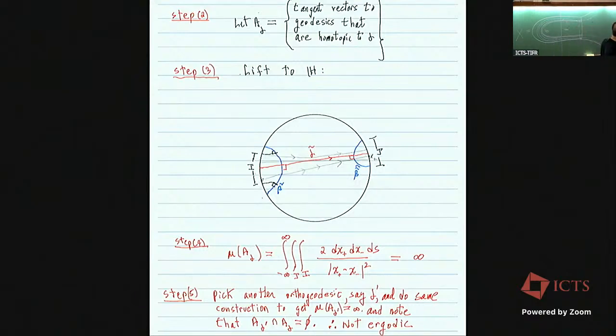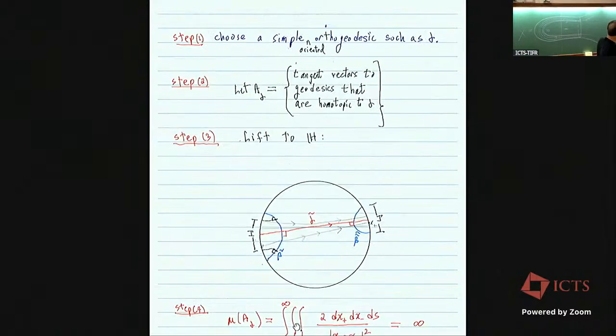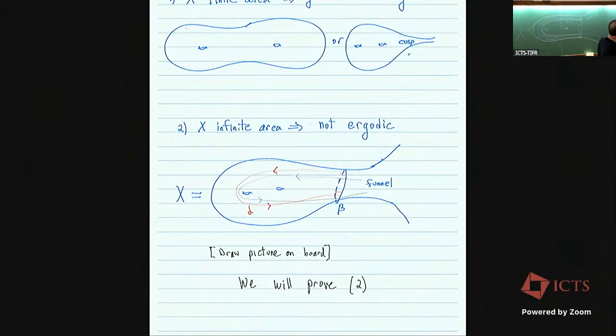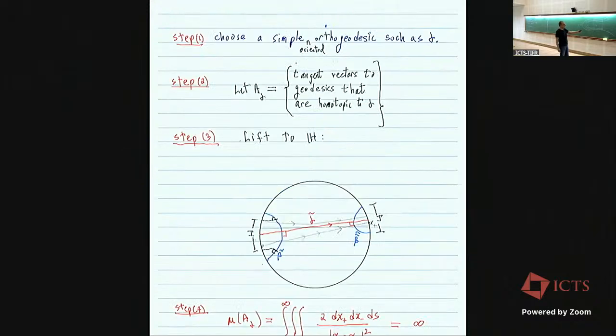That's what I've tried to illustrate here. Here's delta, and then there's a whole family of ortho rays that start here and stay in the same homotopy class, rel the boundary, okay? And if you look at the tangent vectors of all of those geodesics, that's what I'm calling A delta. That's a measurable subset of the unit tangent bundle.